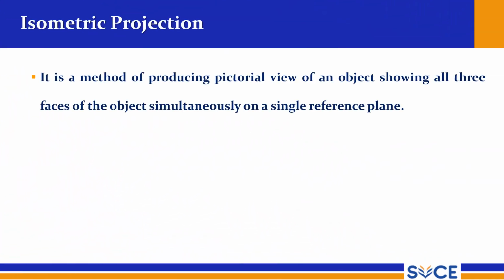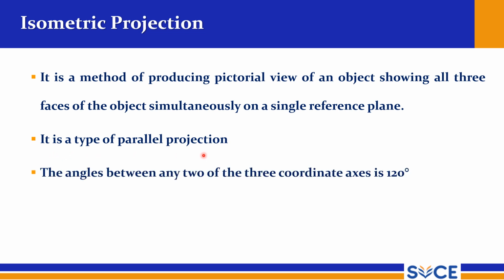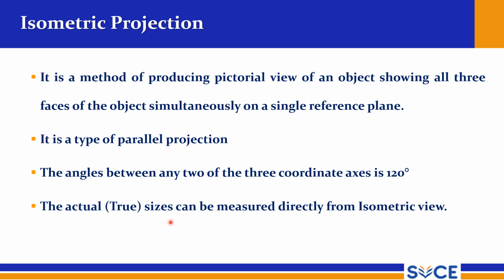Isometric projection is a method of producing a pictorial view of an object showing all three faces of the object simultaneously on a single reference plane. This is the simple definition. It is a type of parallel projection. The angle between any two of the three coordinate axes is 120 degrees. This I will show you in the next slide. The actual true sizes can be measured directly from the isometric view. Whatever dimension is given in the view can be measured and used as it is. So the isometric view is actually drawn with the true dimensions only.